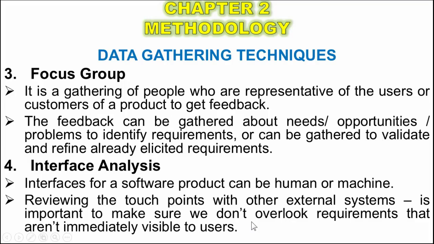requirements. Number 4, interface analysis. Interfaces for a software product can be human or machine generated. Reviewing the touch points with other external systems is important to make sure we do not overlook requirements that are not immediately visible to users.